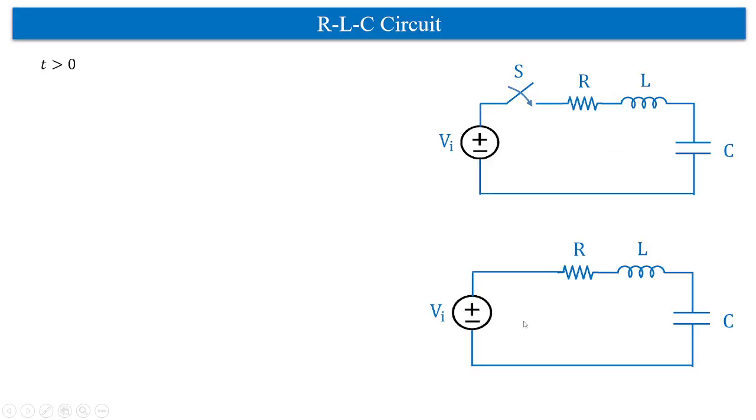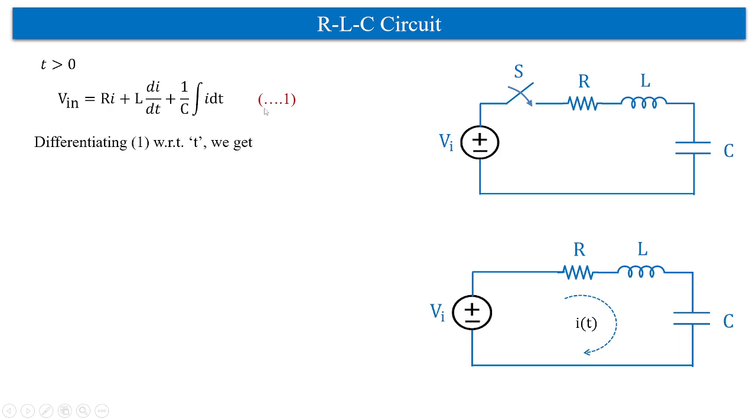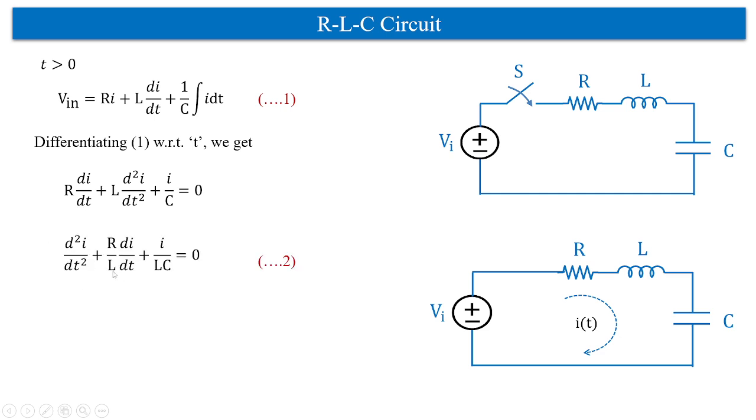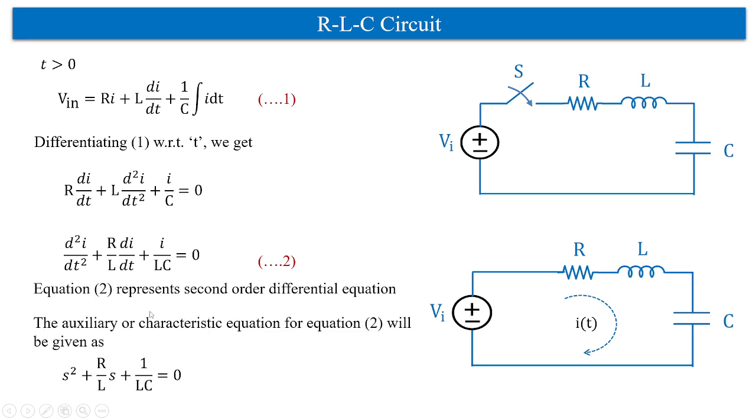So for the RLC circuit, when you look into the condition for t greater than 0, when the current starts flowing, the voltage relation is obtained to be V in is equal to the voltage across resistor, inductor and capacitor. And when you differentiate this equation 1, we get this equation, that is d square i by dt square plus R by L di by dt plus 1 by LC i equal to 0, which represents a second order differential equation. So the auxiliary or characteristic equation for equation 2 is obtained to be s square plus R by L s plus 1 by LC is equal to 0.